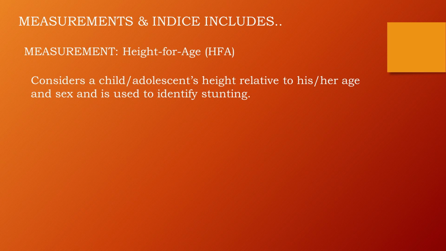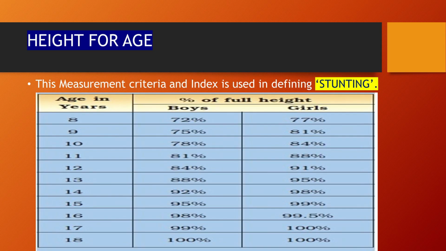We have seen what conditions anthropometry is useful for, and among those conditions was stunting. So, this particular index, height for age, always helps in identifying whether the child is stunted or not. Now, I said just now, height for age.